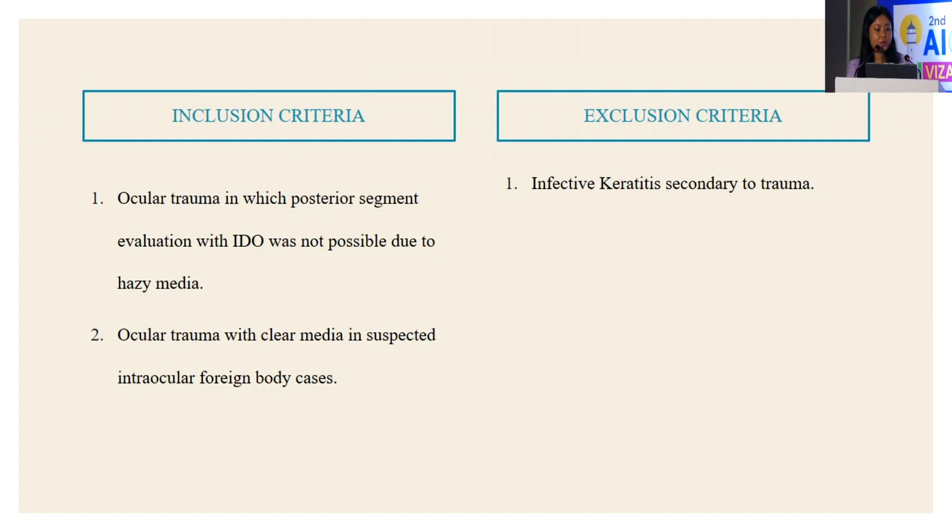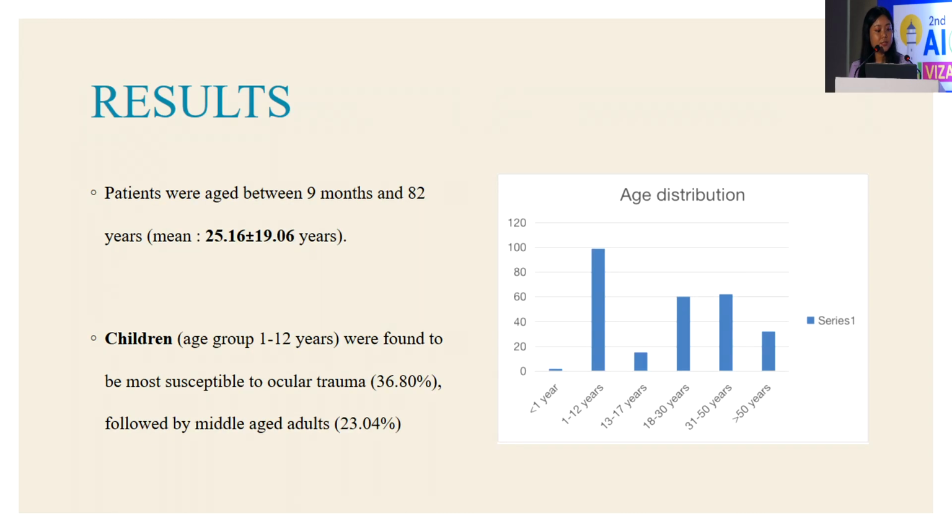Inclusion criteria were ocular trauma in which posterior segment evaluation with IDO was not possible, because of which B-scan had to be done, and ocular trauma with clear media in suspected IOFB cases. Exclusion criteria was infective keratitis secondary to trauma. The results were: the range of age was between 9 months and 82 years, and the mean age was 25 years.